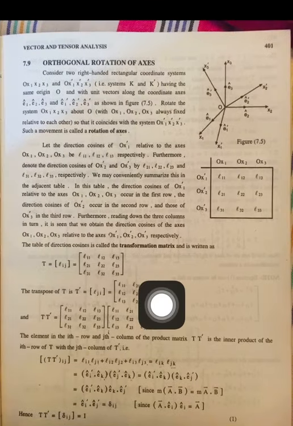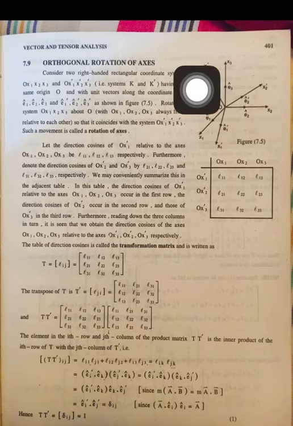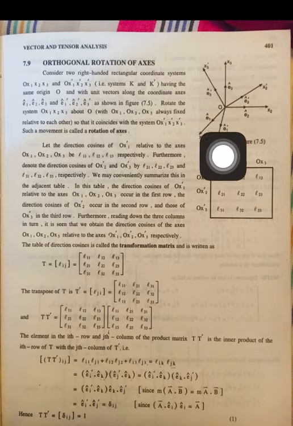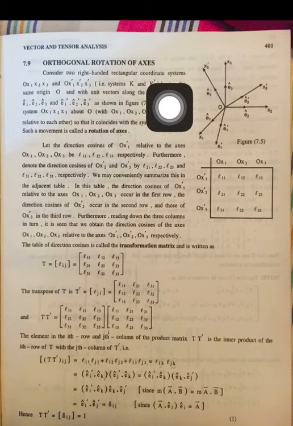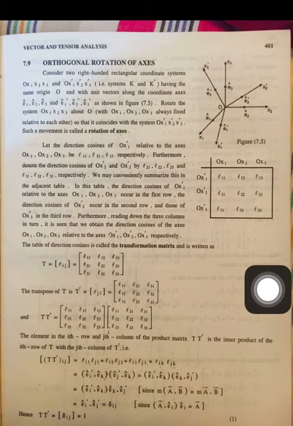So this is basically the orthogonal rotation of the axis. Orthogonal means every unit vector or every axis has a 90 degree right angle between them. That means the angle between these axes is 90 degrees.